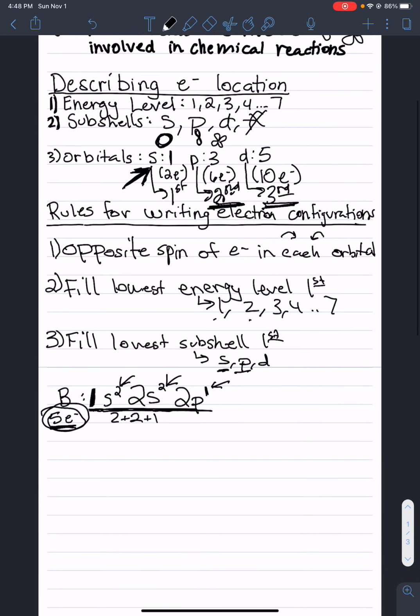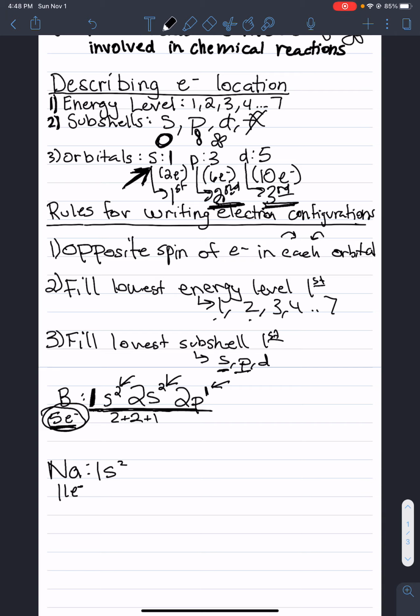Let's do another example. We're going to use sodium for this one. So Na on your periodic table. Find it really fast and tell me how many electrons it has. It's on your left-hand side. Alright, so it has 11 electrons. So let's start. Again, we start with our lowest energy level, which is 1. So we have a 1s2.